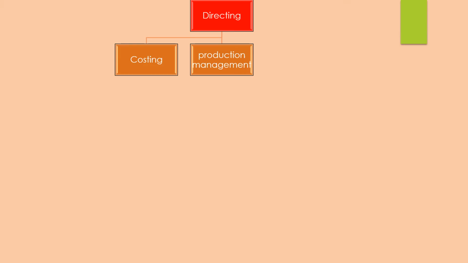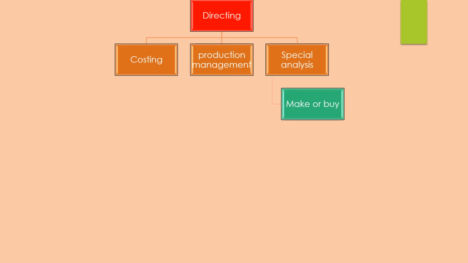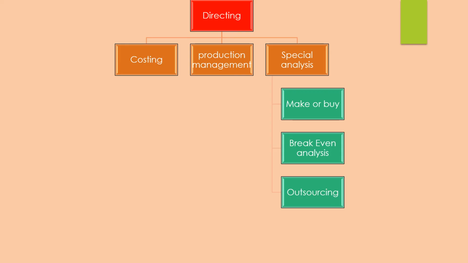Sometimes management accountants have to make special analysis in order to decide whether we are going to make it in the factory or whether we are going to buy it from the outside, or when there are limiting factors, to select the best product to maximize our contribution, or finally the profit, or sometimes whether it's viable to make inside or whether it's viable to outsource.